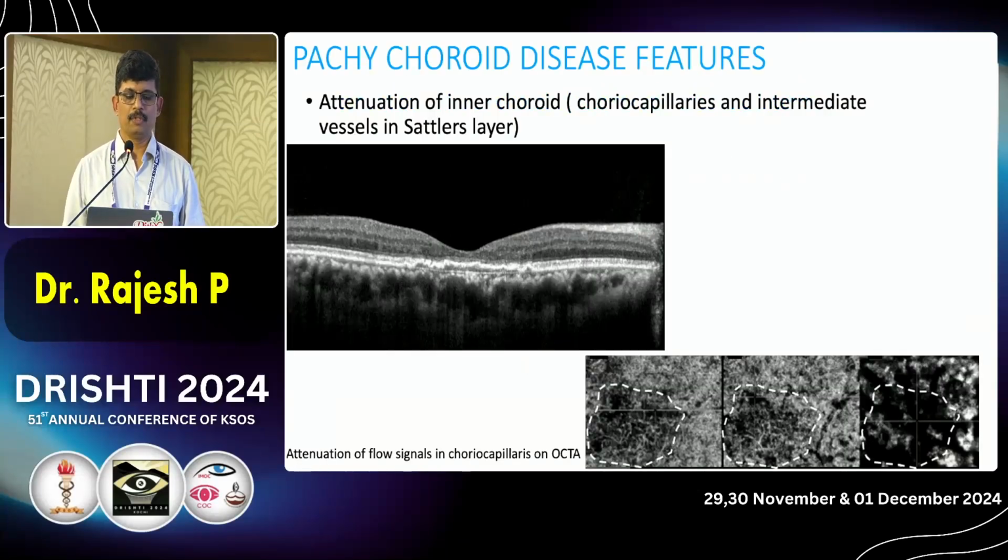Another important feature of pachychoroid is the attenuation of the inner choroid, and this is as a result of the choriocapillaris ischemia. So this can also be made out with the help of OCT angio. In OCT angio, choriocapillaris ischemia is seen as flow devoid areas.